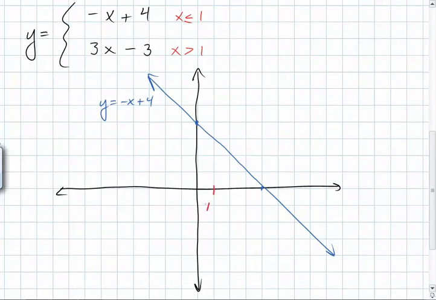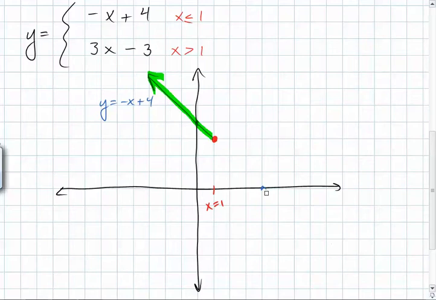So x is equal to 1 right here, so we go up to this point. We only want the points on this line that have an x value less than or equal to 1. So it's right there. We want to get rid of everything else. So we get rid of everything else. And you notice it's a closed dot because it can still equal 1 there. You can get all the way to 1.